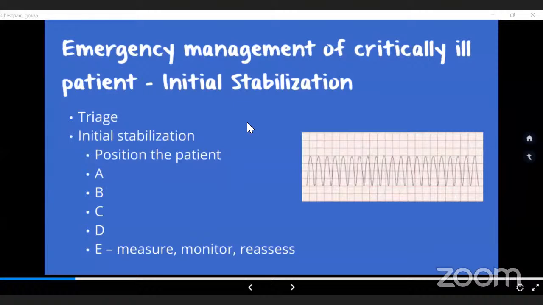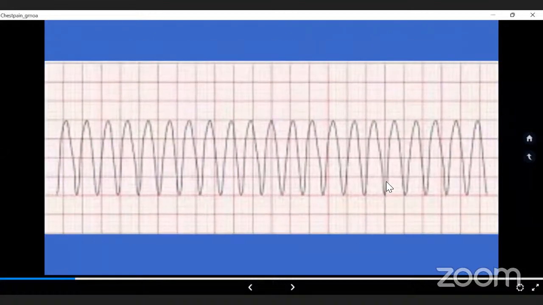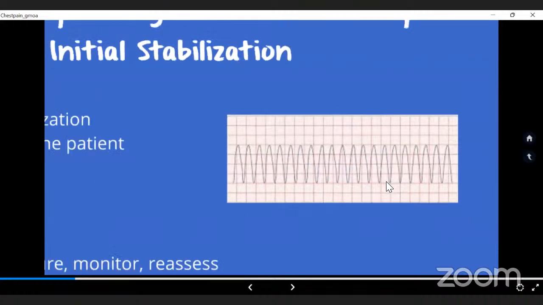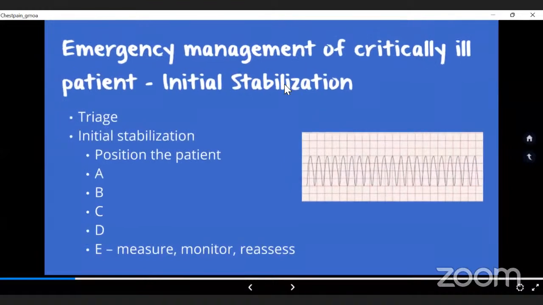If you find that this patient coming with chest pain has low blood pressure, you need to intervene. If you find this patient coming with chest pain has a rhythm like this, a bad rhythm like this, what is this? Can you identify what this is? Anyone? Please. What is this rhythm? Are you worried or not?